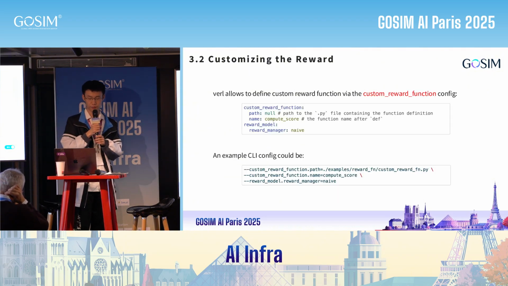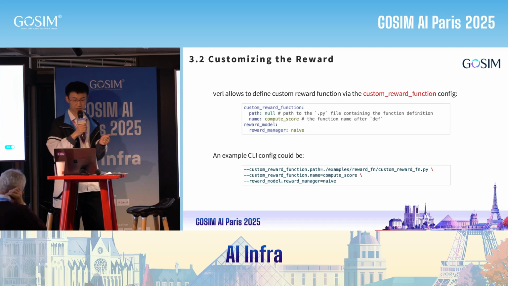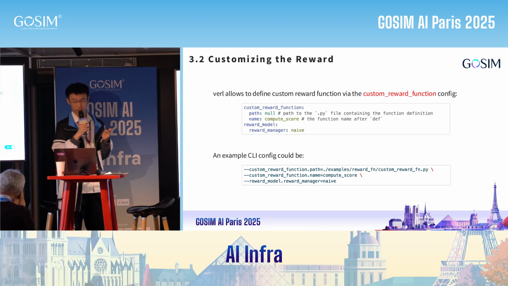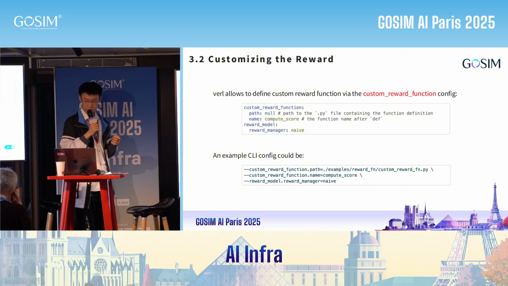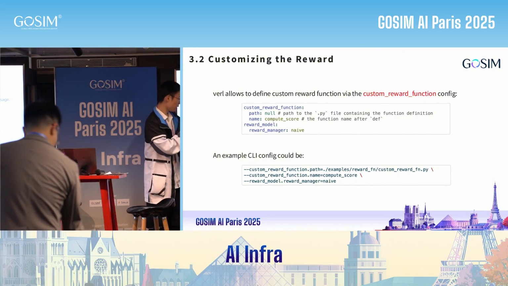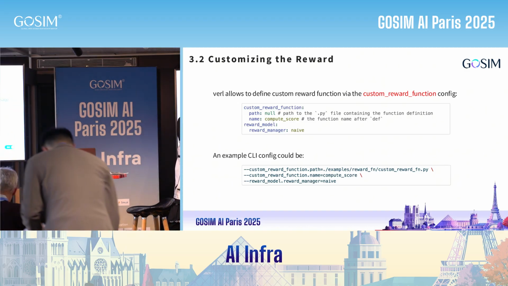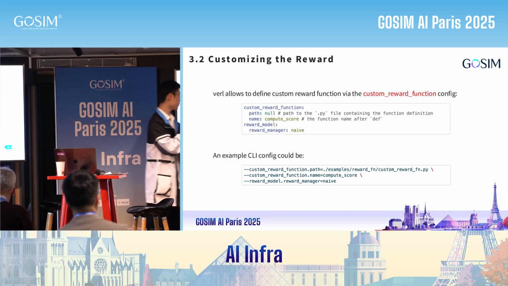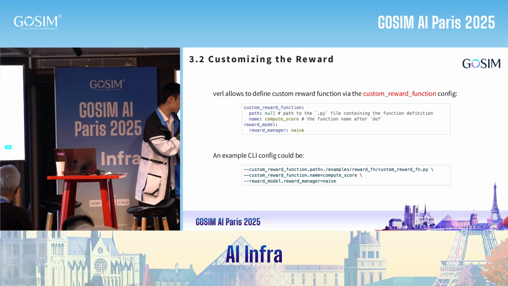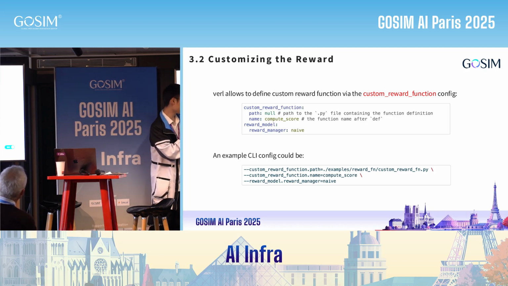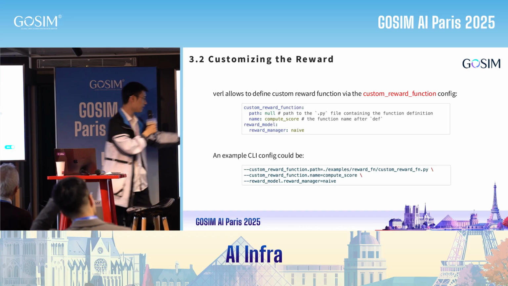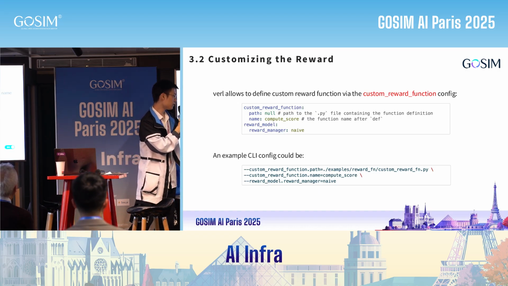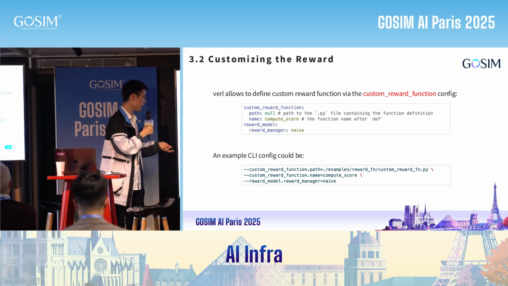After the dataset is provided, we can define the reward function. verl supports using the function in an external Python script by configuring a custom reward function. The following is an example of its usage. We can input the path to the external Python file containing the function definition and provide the name of the reward function, such as compute_score, the function name after definition, and use the reward manager, such as naive reward manager and batch manager, and so on.